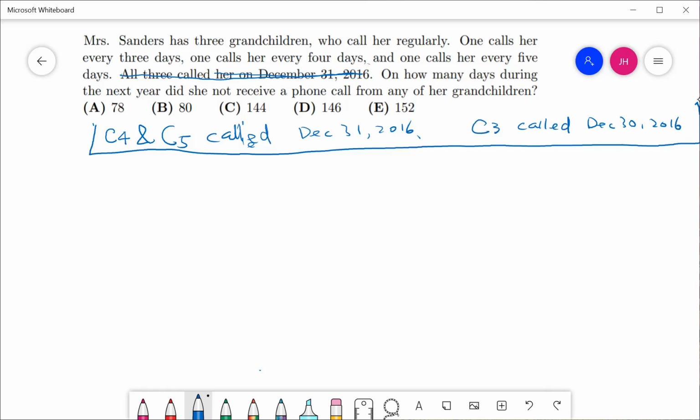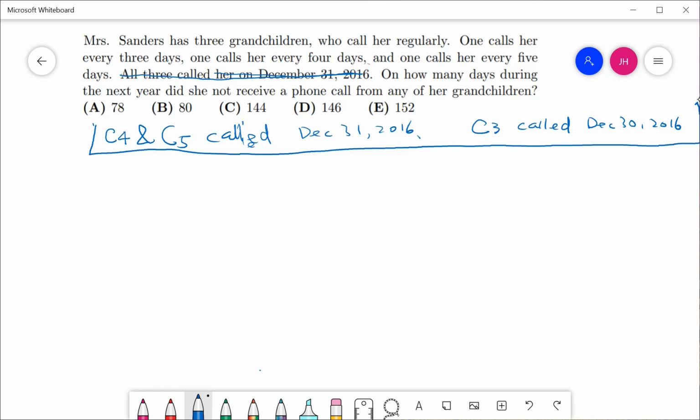So then what now? How do we do this? When we calculate the number of days that each grandchild calls her, it will be easier, right? It doesn't matter whether we align them or not. But what matters is how we calculate the days two grandchildren call her at once. When they are aligned, we can just find the common multiple, right? But in here, they are not aligned.